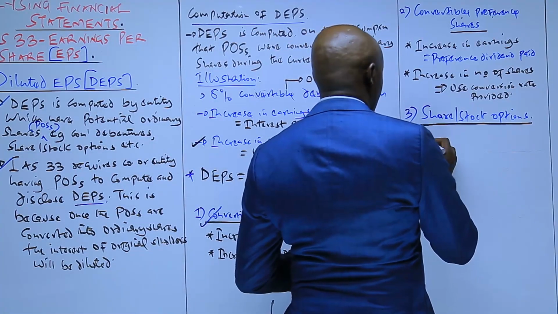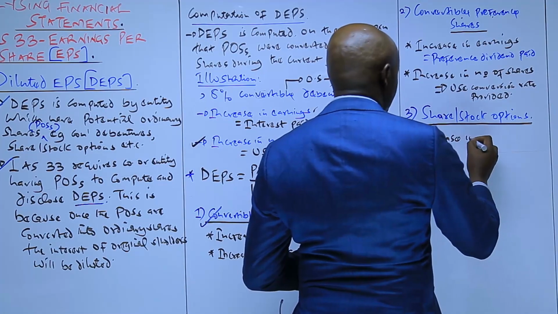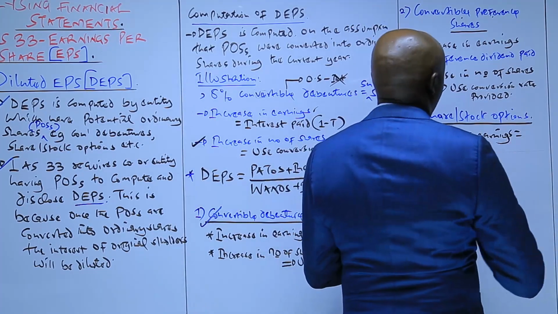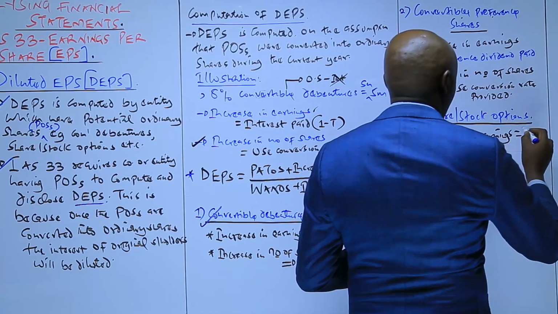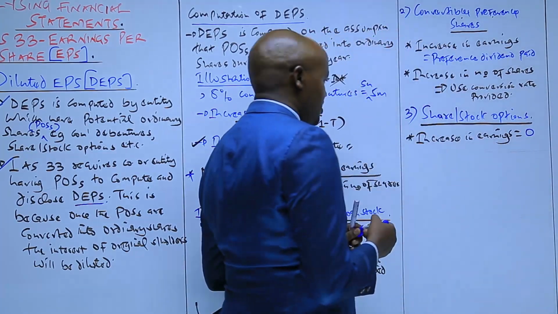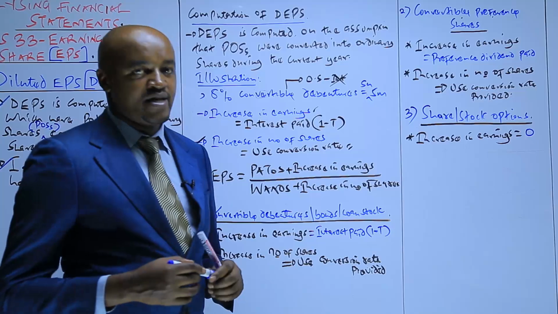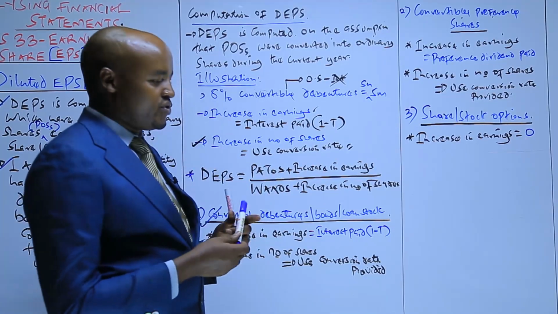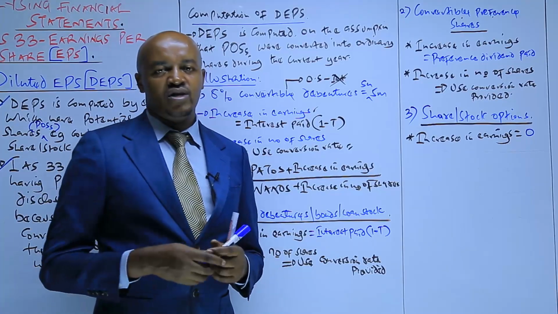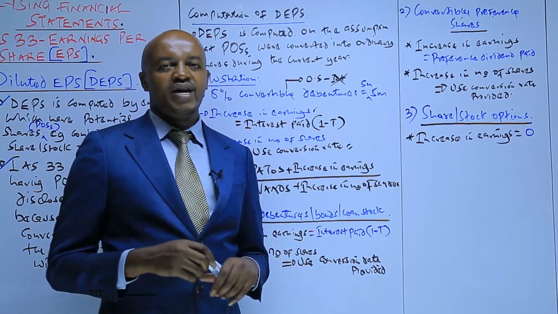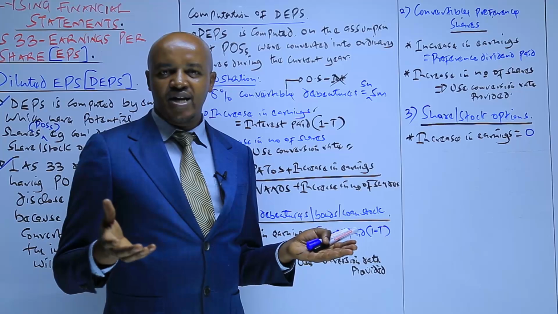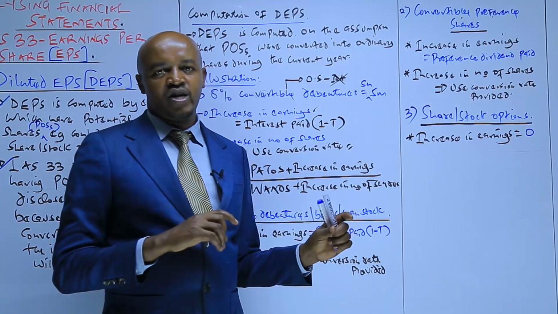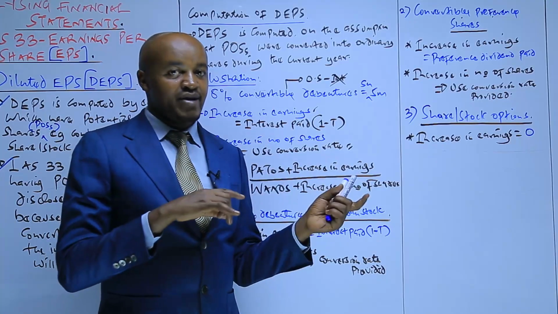Number one, increase in earnings. As far as these potential ordinary shares are concerned, the increase in earnings is always equal to zero. The reason is that here the employees of the company are just granted an option, a right or a privilege to buy the shares of the company in the future at a price below the market price. As a result of being given that right, they are not entitled to any form of return until the time they buy the shares.